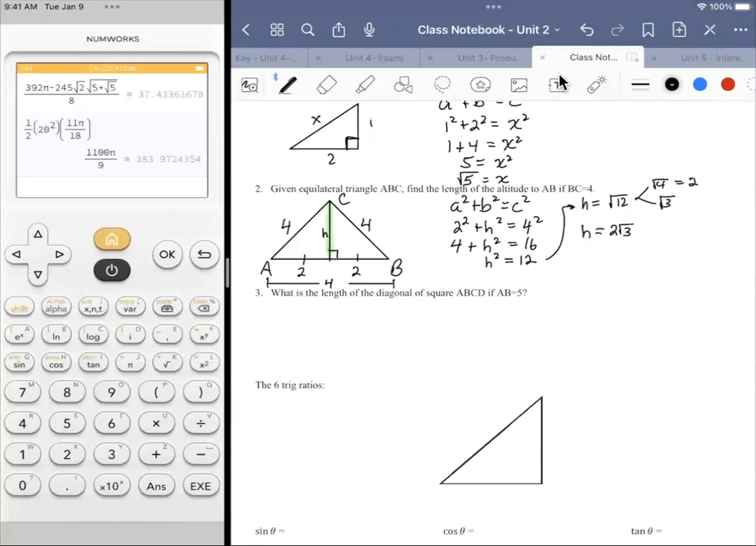Right? It says the length of the diagonal of a square. So here's my square. I'll call it ABCD.